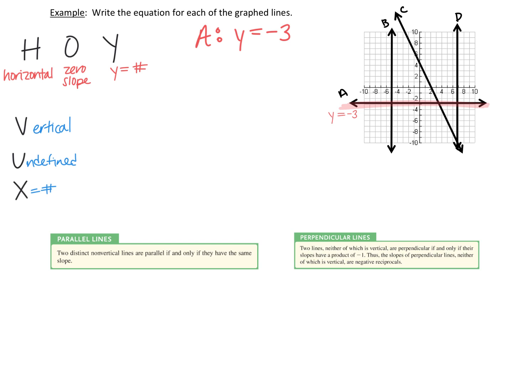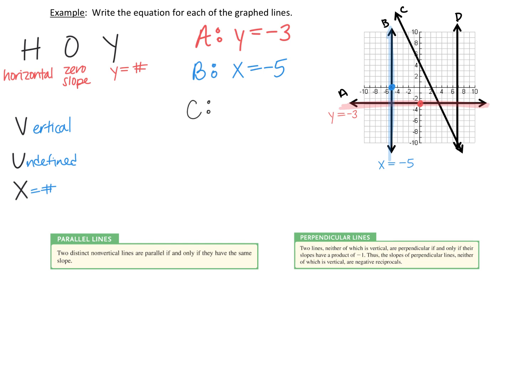Okay, B is a vertical line. So it's going to have a slope of undefined, and it's going to be x equals a number. What is x always equal to? X is always equal to -5. It's cutting through, look right here, this point, which is -5 on the x-axis, okay? So B, x equals -5 because it was a vertical line. D, we're going to come back to C. We'll do C.